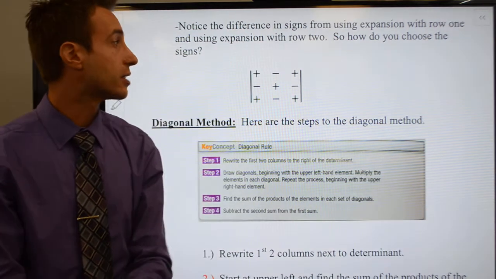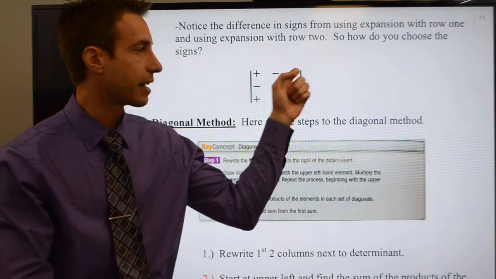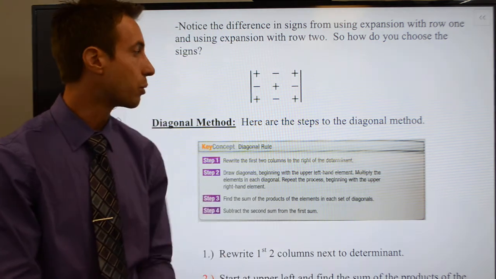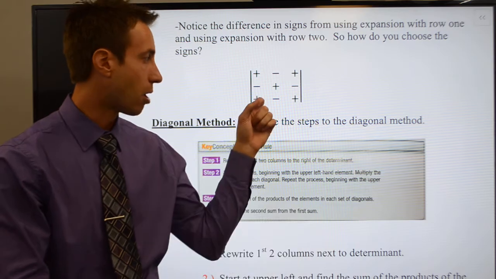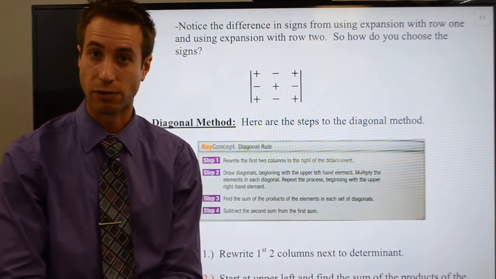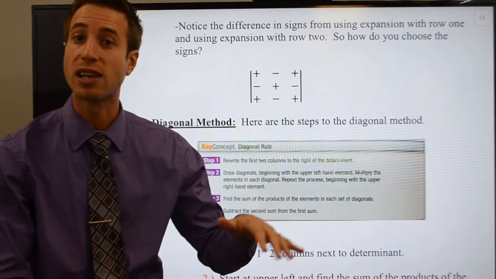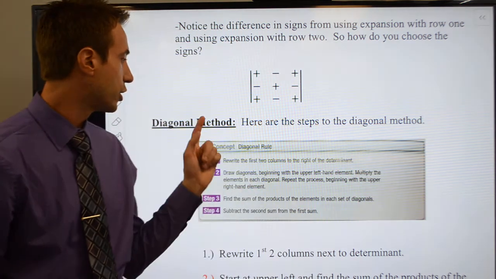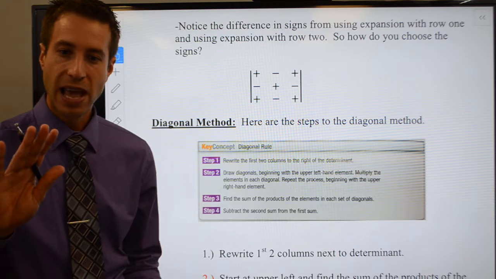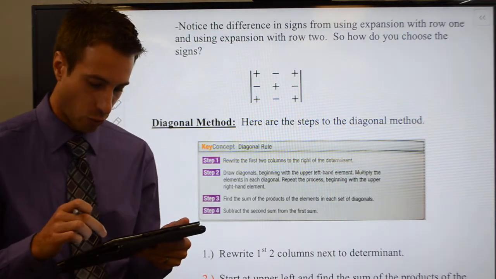If you're using the top row, it'll be positive, negative, positive. If you use the middle row, it'll be negative, positive, negative. And if you use the bottom row, it'll be positive, negative, positive, right? So you just use those signs if you did decide to do expansion by minors. But we're going to use the diagonal method, and here's how the diagonal method works.